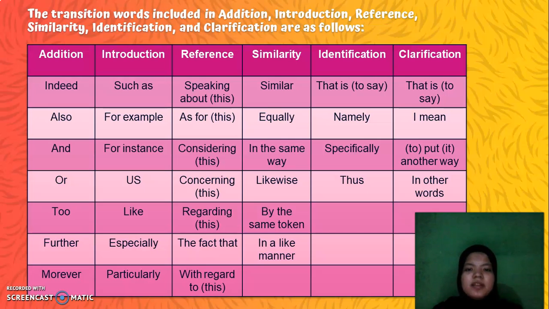to this. Similarity, there are similar, equally, in the same way, likewise, by the same token, in a like manner. Identification, there are, that is to say, namely, specifically, those. Clarifications, there are, that is to say, I mean, to put it another way, in other words.